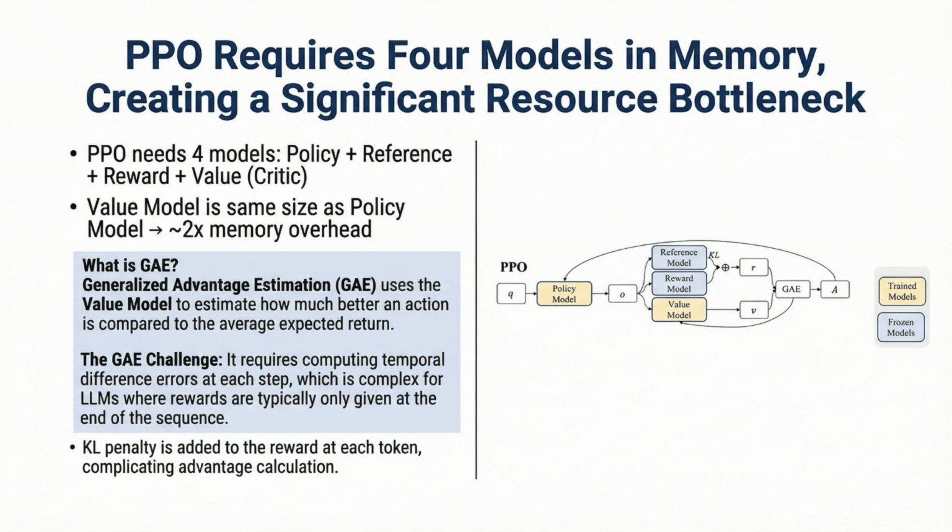And there is another issue. In the LLM setting, the reward model typically only gives a single score at the end of the entire output, but GAE needs per-token value estimates. Training an accurate per-token value function when you only have a single end-of-sequence reward is really hard. This is the motivation for GRPO.